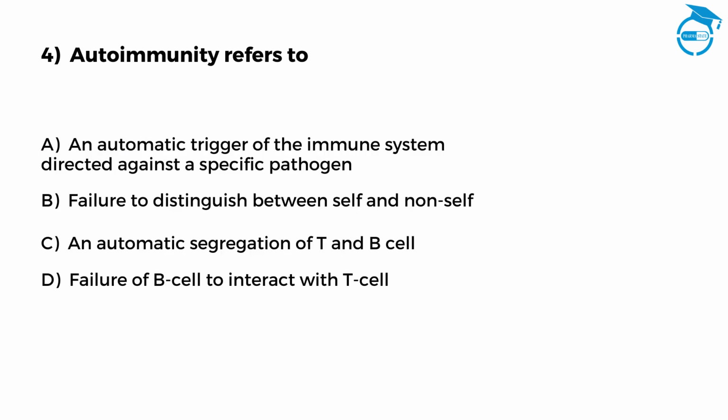Here it is. Autoimmunity refers to: Option A, an automatic trigger of the immune system directed against a specific pathogen. Option B, failure to distinguish between self and non-self. Option C, an automatic segregation of T and B cell. Option D, failure of B cell to interact with T cell. Mention your answer in the comments. Your time starts now.